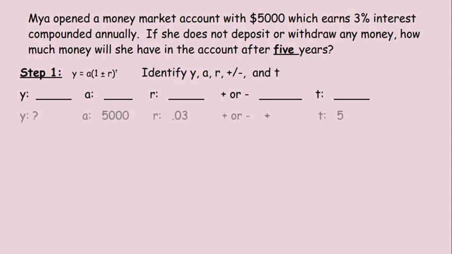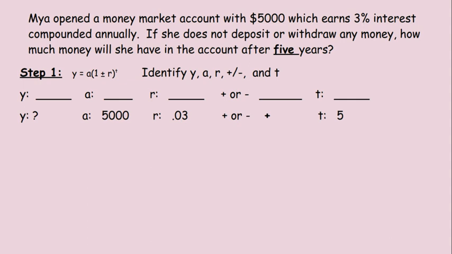Okay, so what you should have come up with is Y, I put as a question mark, that's our unknown, that's what we're solving for. A is the initial amount, that's $5,000, that's what you open the account with. R is 0.03, that was the rate. It was a 3% interest rate.